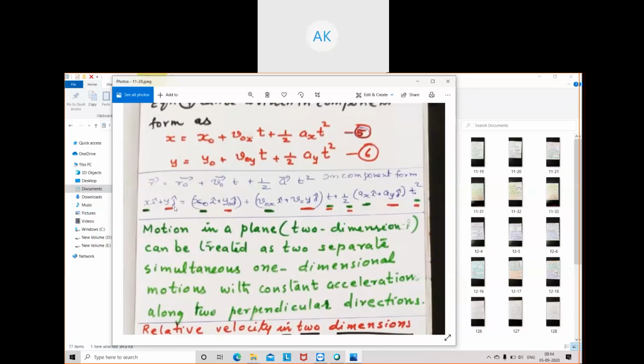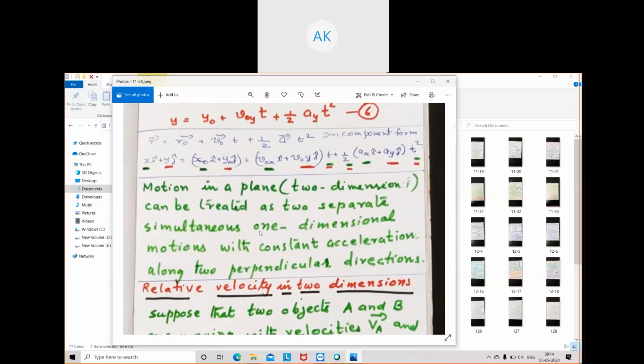y j cap. Here y0 j cap, here v0y j cap into t, here half ay j cap into t square. So its components are taken. So y is equal to y0 plus v0y into t plus half ay into t square.